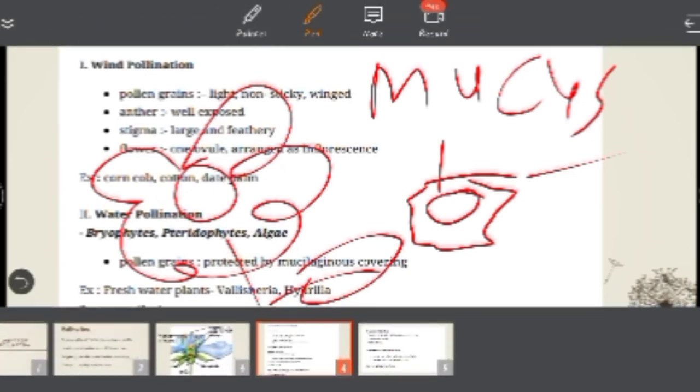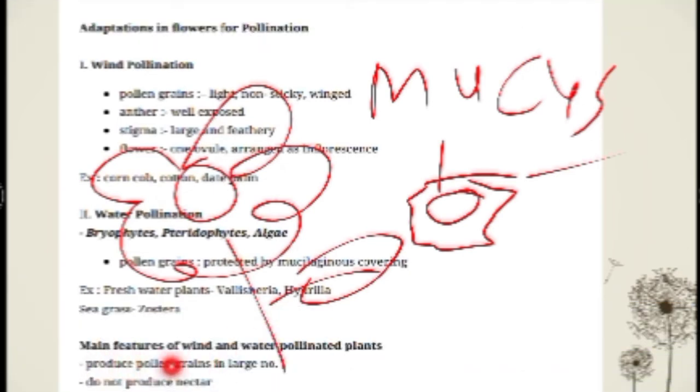So this is a very important feature, that the plants which show wind and water pollination will not produce nectar. Because if they produce nectar, then insects will come and carry these pollen grains. But these plants want wind and water to carry their pollen grains, not insects. So that's why they will not produce nectar, and moreover they will produce a large number of pollen grains.